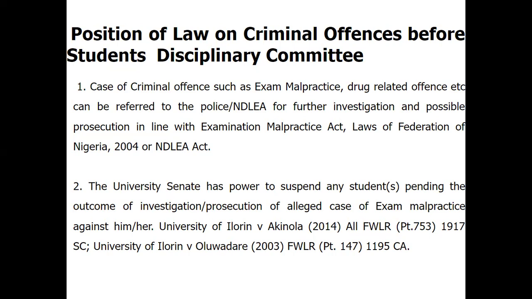Now, what happened was that the student was involved in an act of examination malpractice. And of course, the university dealt with it according to the University of Ilorin Establishment Act, Laws of the Federation of Nigeria, 2004. But because the university did not do the appropriate thing, that was why the matter went to court.